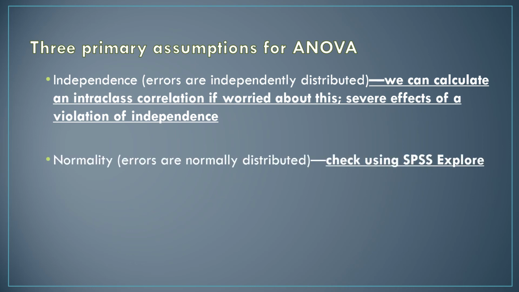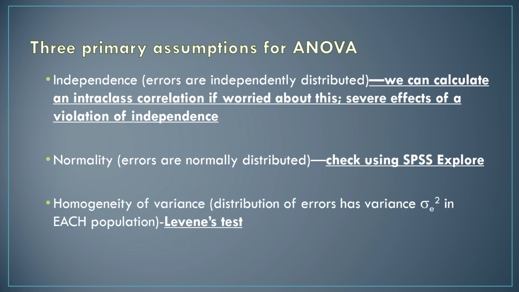For normality, we usually check normality of the errors in a very similar way as you would check the normality of any of your continuous variables. So you can use the Explore feature, descriptive statistics, and really look at normality plots. You could also use skewness and kurtosis to be able to determine normality.